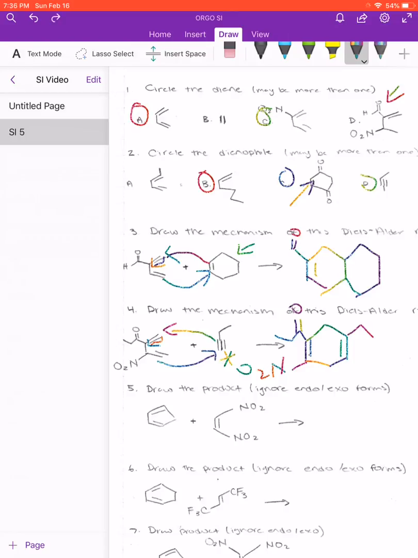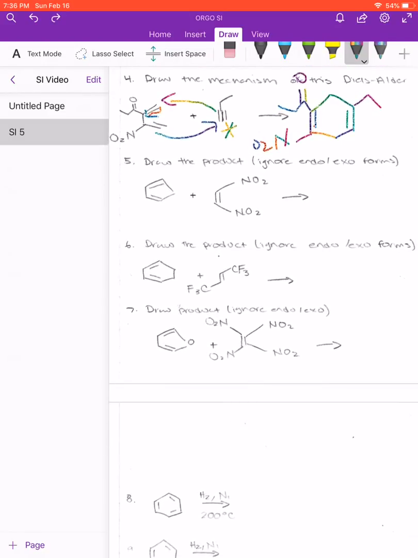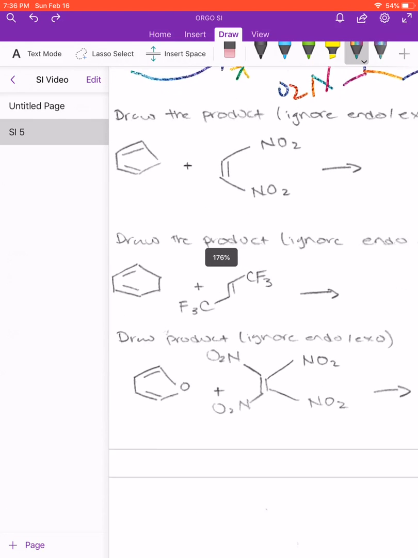Let me draw a little bit closer, just to not confuse you guys. NO2 group. So now we're going to do number 5, draw the product, and we're going to ignore endo and exo forms, right? So again, you can draw out the mechanism. I'm just going to draw out the product. Actually, no, for this first one, I'm going to actually draw out the mechanism with you.